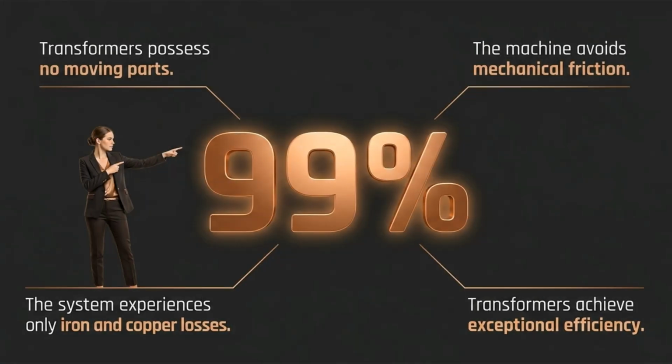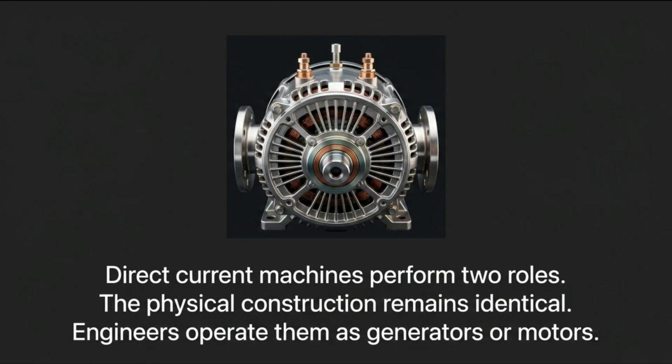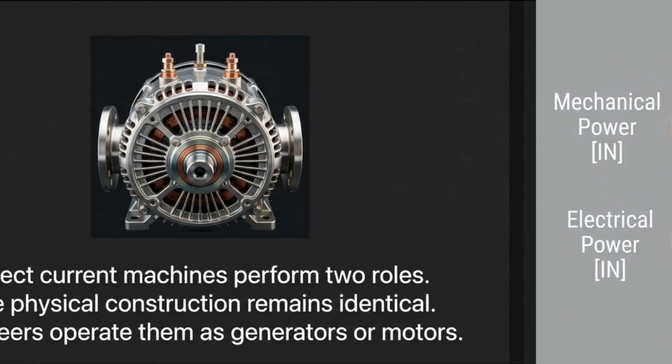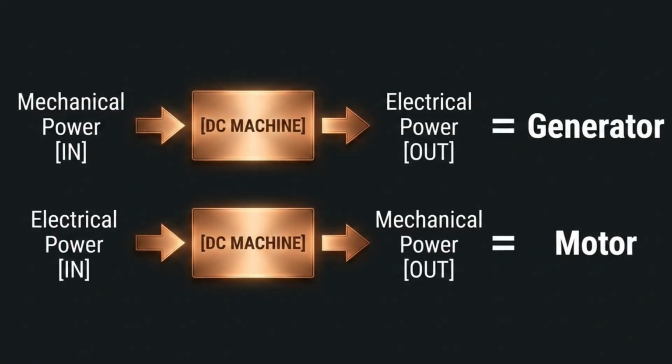Transformers achieve exceptional efficiency, often reaching 99%, because they have no moving parts and therefore avoid mechanical friction, only experiencing iron and copper losses. Direct current machines can function as both generators and motors with identical physical construction. They convert mechanical energy to electrical energy, and vice versa. When a DC machine converts mechanical power in to electrical power out, it acts as a generator. When it takes electrical power in and produces mechanical power out, it is a motor.